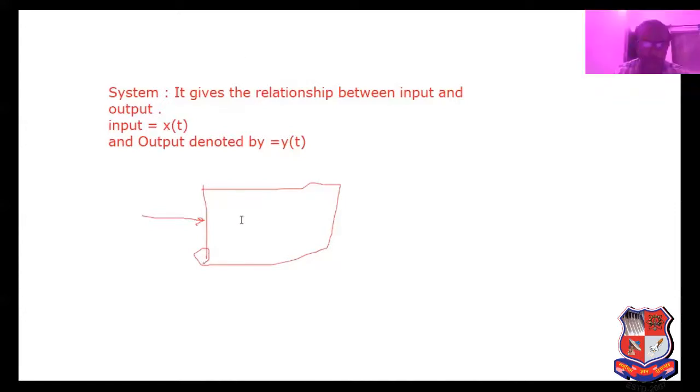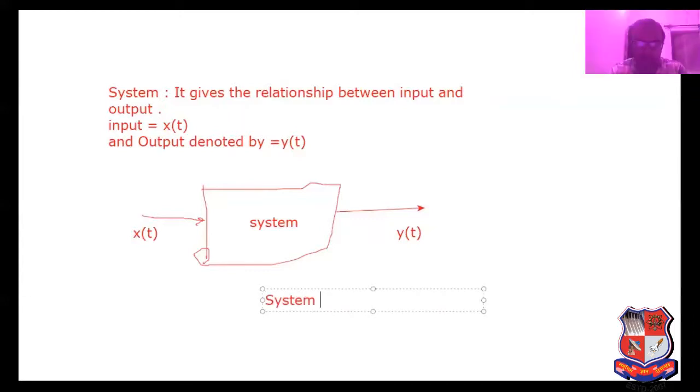It is known as system. It gives the relationship between input and output. So here we can say x of t, here we can say y of t. Input x of t, output denoted by y of t.